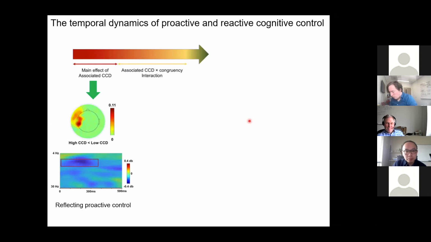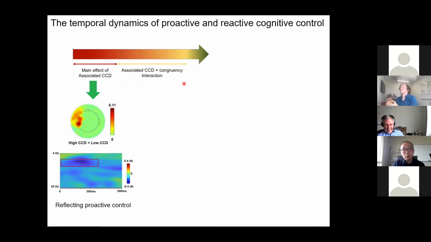And first of all, for the main effect of the associated control demand, we found that in those left parietal frontal channels, and this is the time frequency analysis, especially in this alpha band, there is this main effect of associated cognitive control demand, such that alpha power is lower when the associated control demand is higher. And this peaked around 200 milliseconds following the onset of the stimulus.